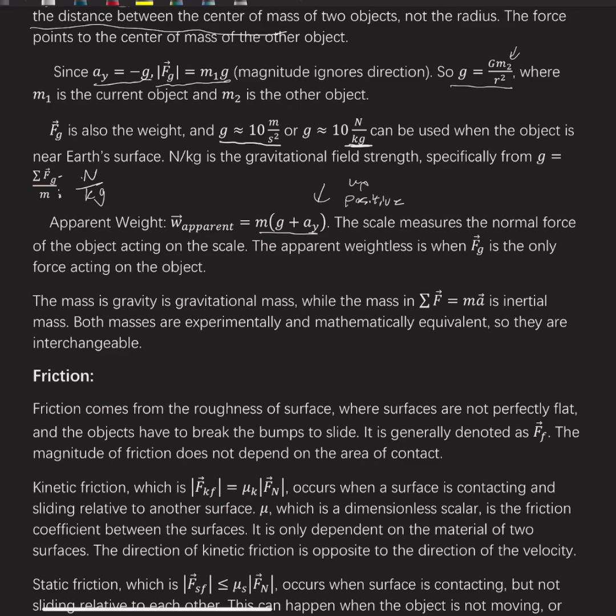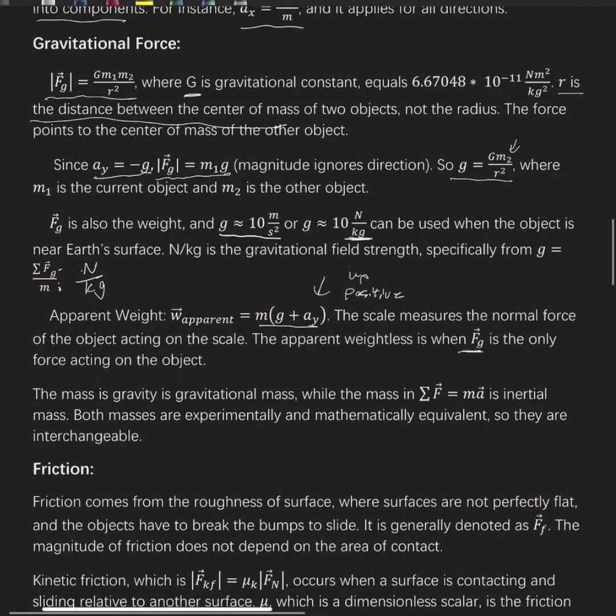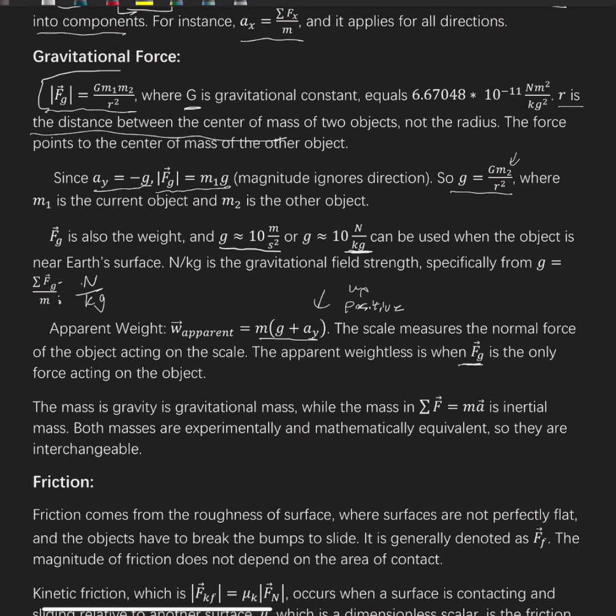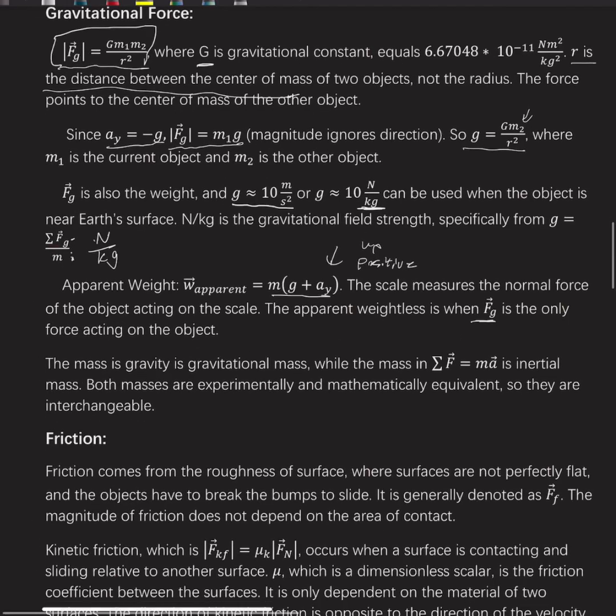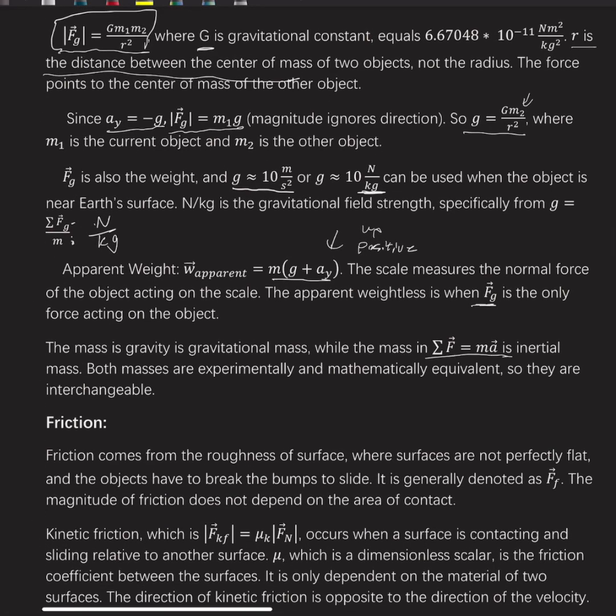The scale measures the normal force acting on the scale. Apparent weightlessness is when Fg is the only force acting on the object. The mass in the gravity equation is gravitational mass, which is the equation above. In this equation, these masses are gravitational mass, while Newton's second law, F equals ma, uses inertial mass. But they are mathematically equivalent, and experiments prove that they are equivalent. So you can use either of these, and you can just switch the m.